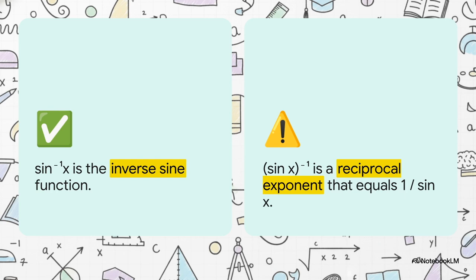The absolutely crucial point here is to never, ever confuse inverse notation with a mathematical exponent. Sine inverse of x, written with that little -1, is a label for the inverse function. But sine of x enclosed in parentheses and raised to the power of -1, that's an actual exponent, and it equals 1 over sine x. Conflating these two things is literally the #1 trap examiners set on board exams.